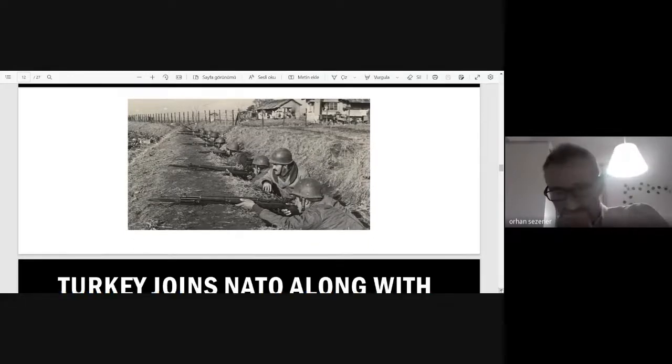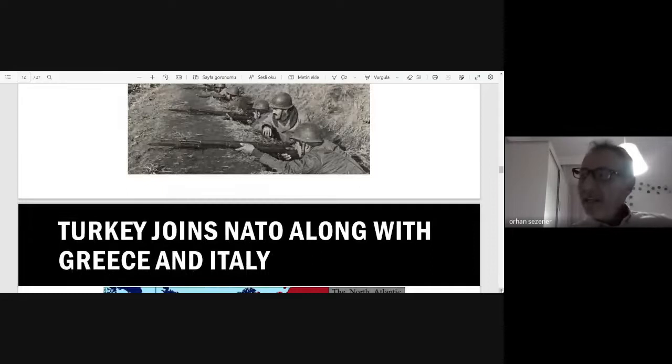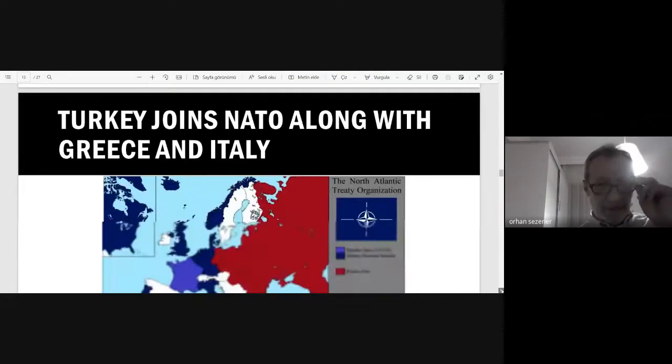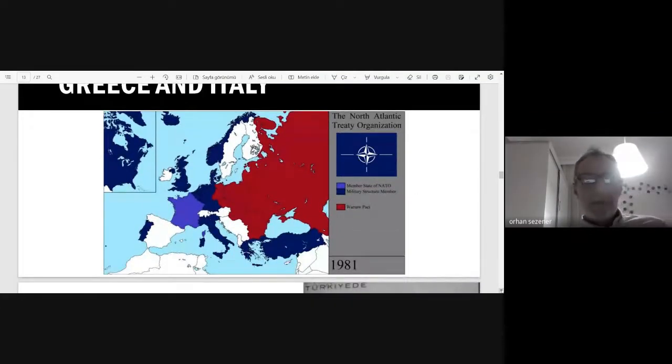I'm sorry. And at the end of the Korean War, Turkey is accepted to NATO along with Italy and Greece. Here comes a map of later borders of NATO. However, you see the growth of NATO in the later decades. Italy, Greece, and Turkey, they become a member of NATO in the early 1950s.